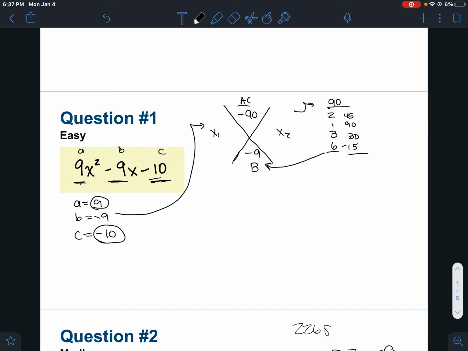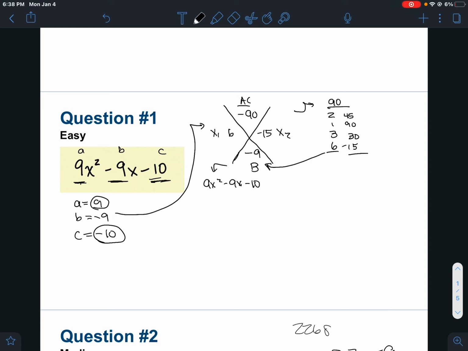You can go ahead and write them all out, and once you look at the numbers, you should be able to identify which ones will add up to -9 just by looking at the numbers. So we're going to have 6 and -15. This is going to be the first step. So write 6 for x1 and then -15 for x2. Then we can go back and rewrite the original equation.